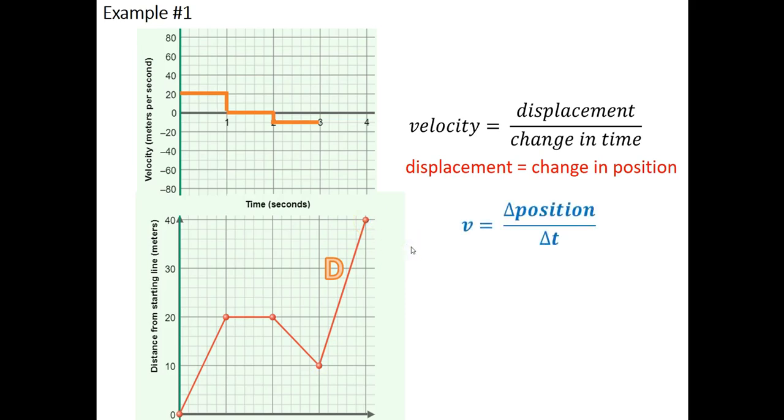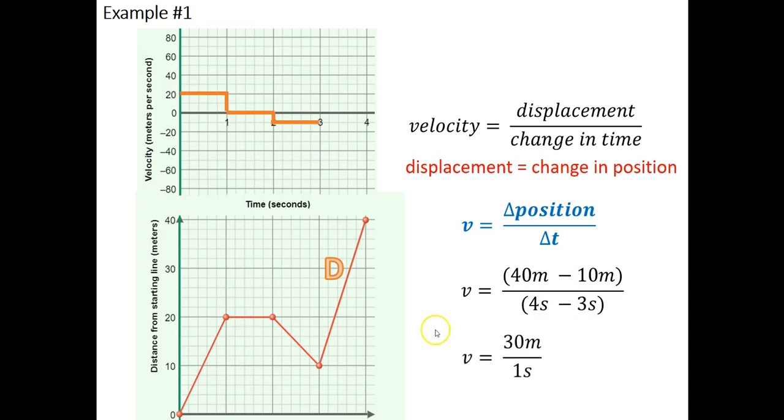Our change in position divided by our change in time. Where did we end minus where did we start? So we ended at 40 meters and we started at 10. So 40 meters minus 10 meters divided by our change in time, 4 minus 3, gives us 30 meters per 1 second, or 30 meters per second.